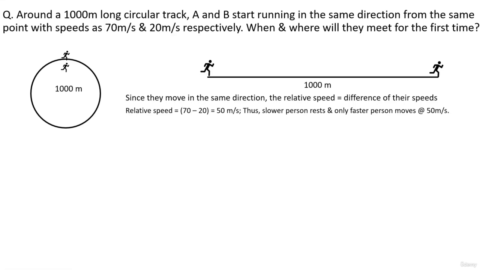Taking the difference of 70 and 20, which is 50 meters per second, we can now say that the slow person is at rest and only the faster person moves at the relative speed, which is 50 meters per second. You can understand this with the help of the given animation right now. See, the slower person is fixed and only the faster person moves at the relative speed. The relative speed is 50 meters per second and the distance is 1,000 meters.